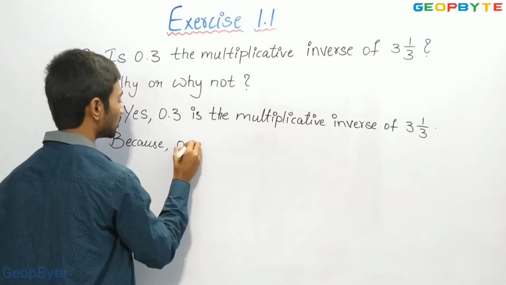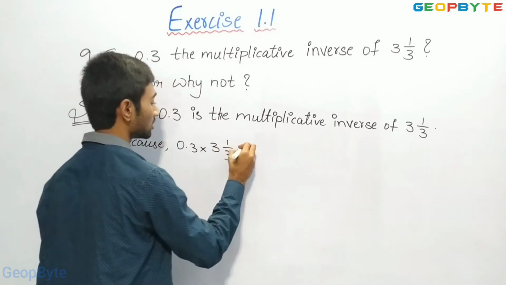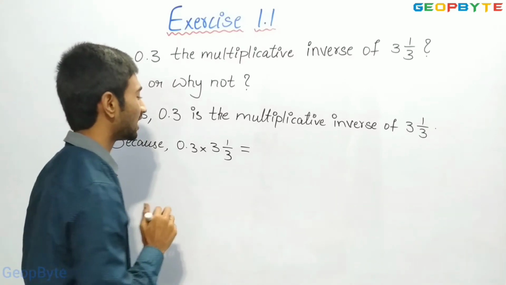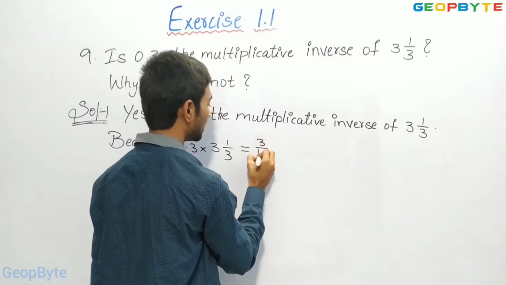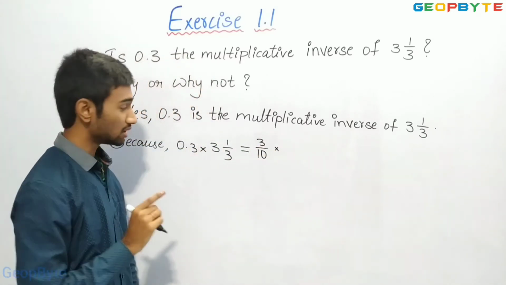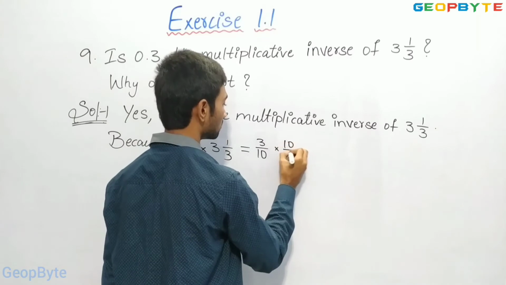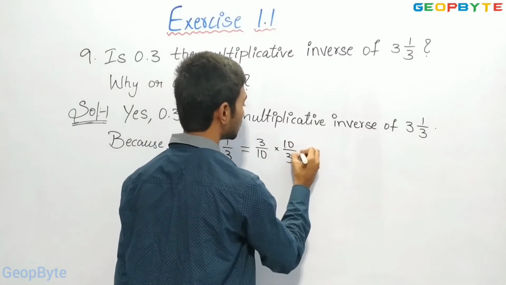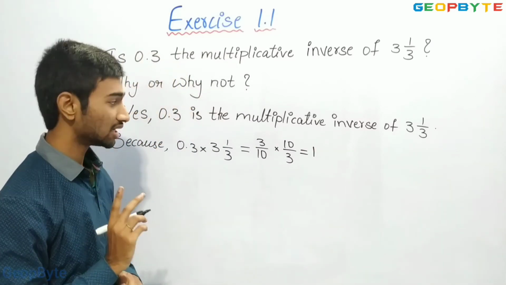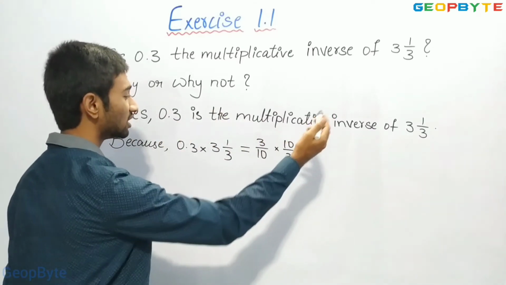here 0.3 into 3, 1 by 3 is equal to, here 0.3 can also be written as 3 by 10. So 3 by 10 into, here 3 into 3 is 9, 9 plus 1, 10. So 10 by 3. This is equal to 1. So we know that 1 is the multiplicative identity. So 0.3 is the multiplicative inverse of 3, 1 by 3.